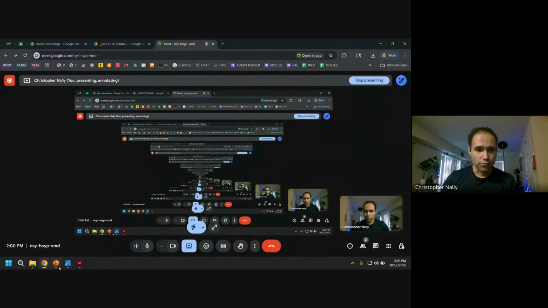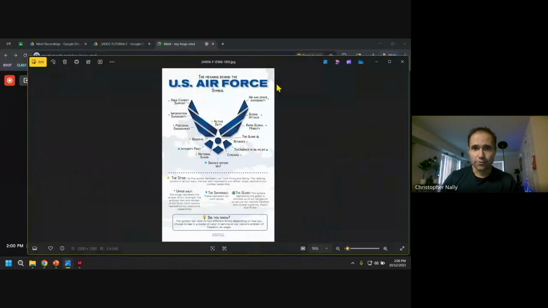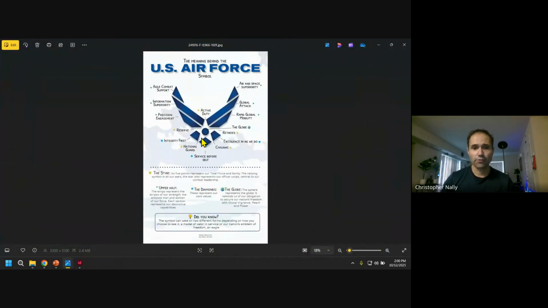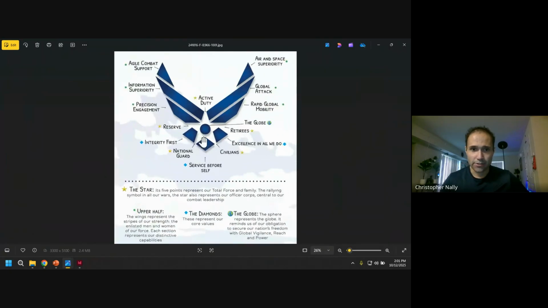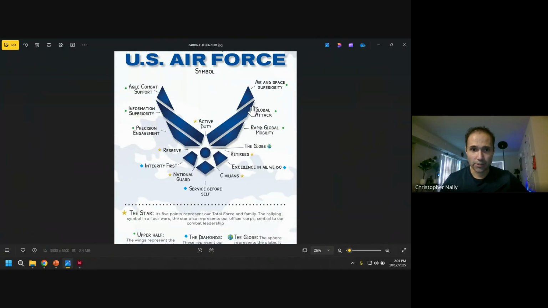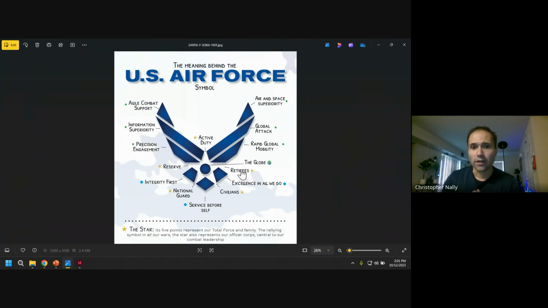And I'm going to go to this one right here. This infographic is interesting because this is what's known as a diagram infographic. It's about the meaning behind the U.S. Air Force symbol. What's interesting about this one is that this top element that has the Air Force symbol is actually a diagram, and it's showing me the different pieces that the symbol represents, the historic meaning behind the different elements in the symbol itself.